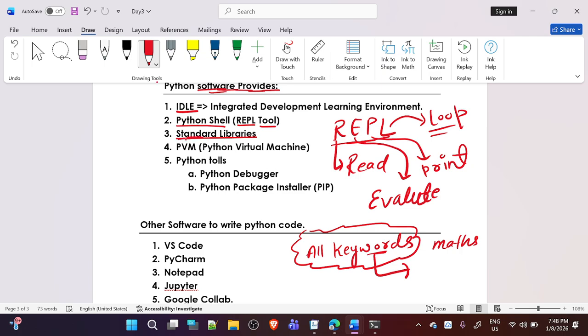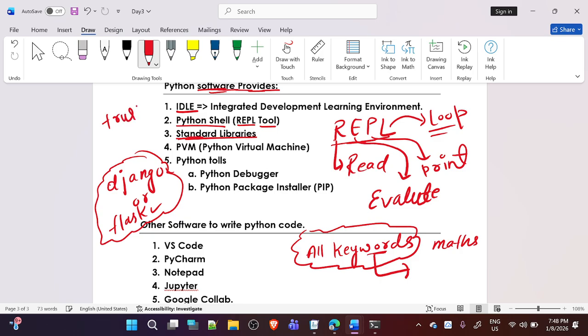Let's suppose you want to work with web development in Python, then you need to install Django or Flask separately. These libraries are not given by the Python software, so you have to install them externally. There is one more library called Turtle, which is an external library that you have to install.